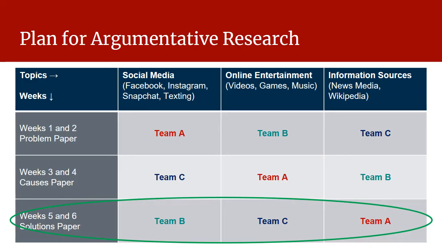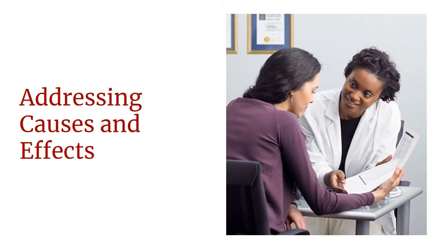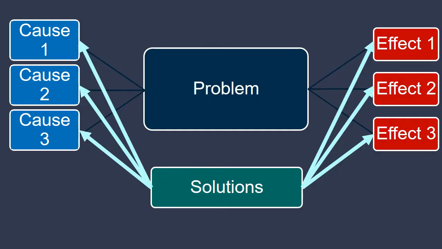So this week you are working on completing the solutions paper, and each team's topic is listed on our chart here. We're using the same teams that you used last week as you created your solutions paper research matrix. So remember, as you transition from the research matrix to your solutions paper, you want to be the kind of person who's like the doctor that addresses both the causes of the problem and the effects of the problem. So here's a visual to represent what your paper should be doing.